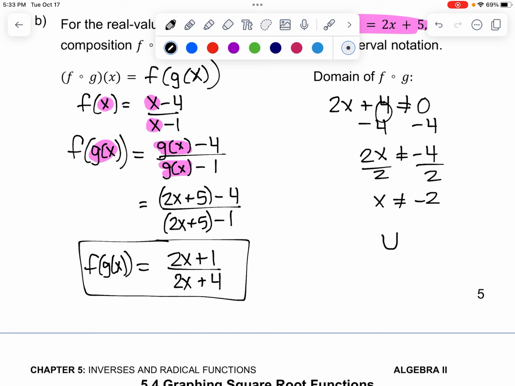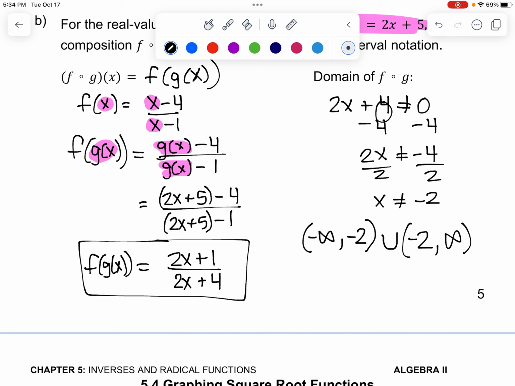So here's how we're going to write that. We're going to start off with a parenthesis. We're going to go from -infinity to -2, and we're going to put a parenthesis because -2 is not included, but remember, every number up to -2 does work. Then we're going to start back up at -2 with another parenthesis. So again, it's saying every number right after -2 works, but -2 doesn't. So -2 to positive infinity.